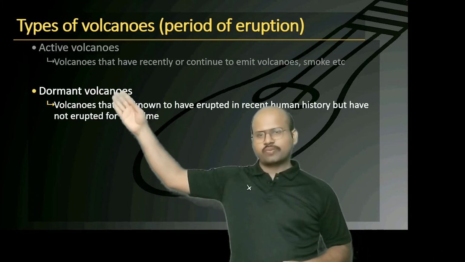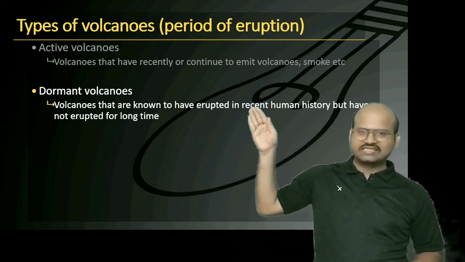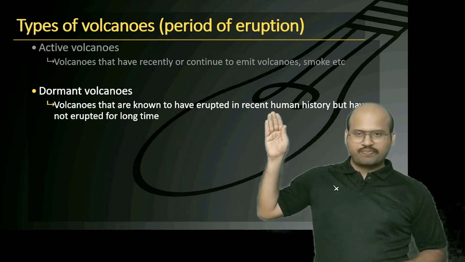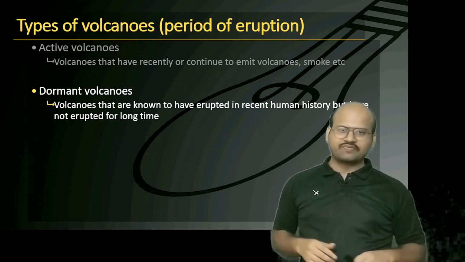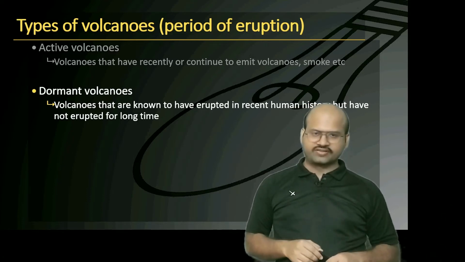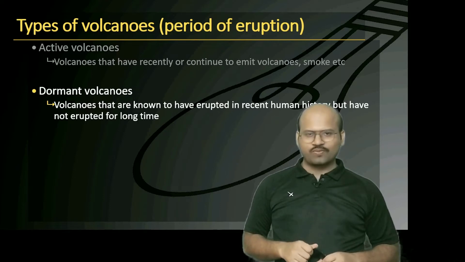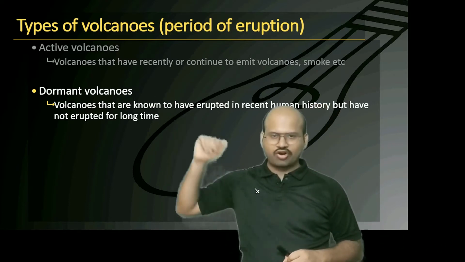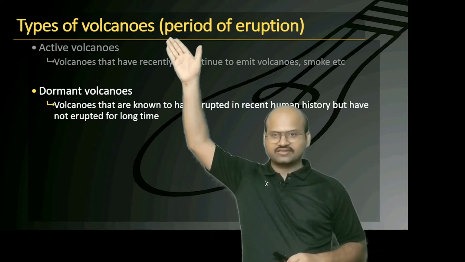The second is dormant volcanoes. Dormant volcanoes are volcanoes which have erupted in recent human history, but this was long ago. It has been a very long time since they have erupted, but they show signs of volcanism. Our Barren Island volcano of Andaman and Nicobar was considered a dormant volcano, but it erupted in 1999 and 2017. Therefore, it was again classified as an active volcano.